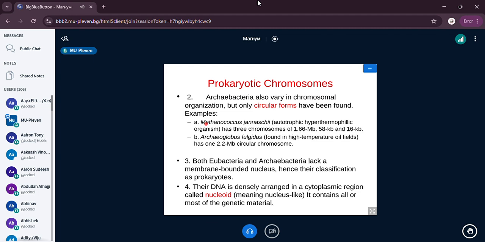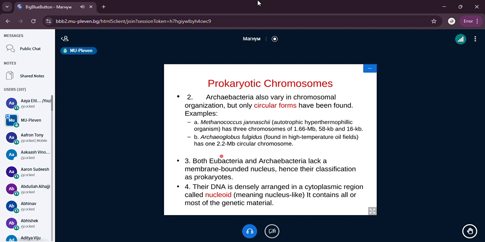Methanococcus jannaschii is an autotrophic, hyperthermophilic organism. It has 3 chromosomes of different sizes. One of them is the biggest, and the others are smaller. Archaeoglobus fulgidus is found in high temperature oil fields. It has a 2.2 megabase circular chromosome.